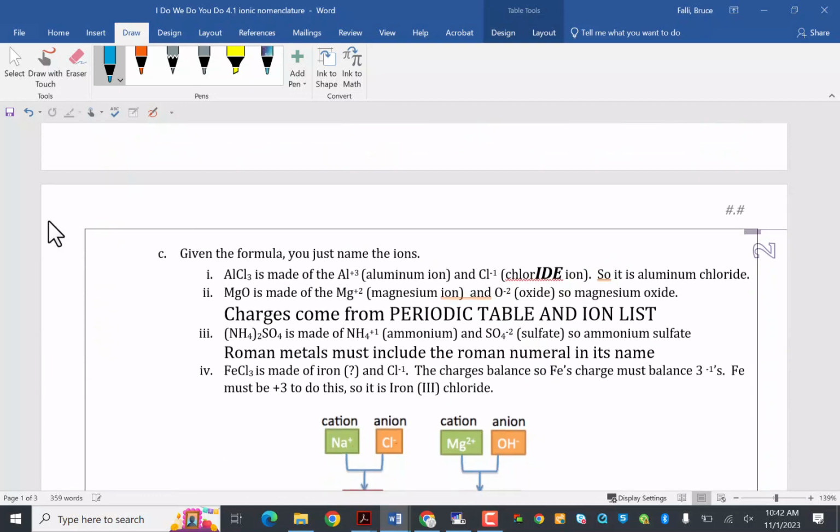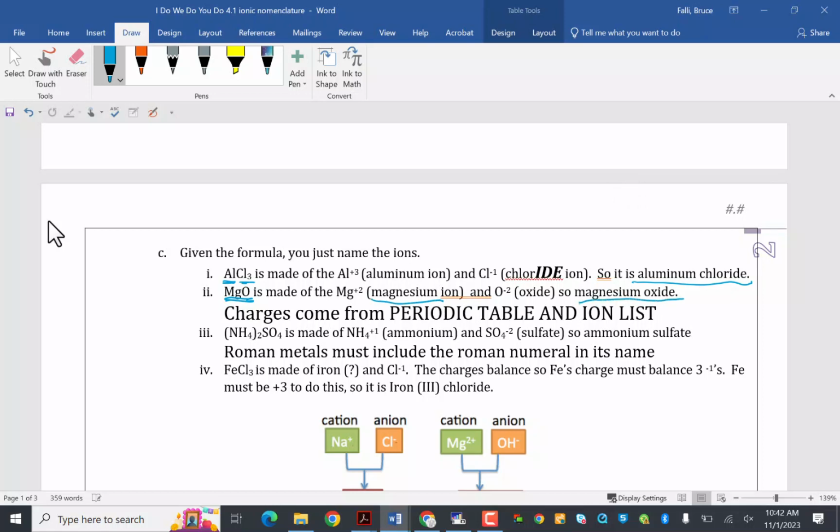All right. Given the formula, you just name the ions. What is Al? Aluminum is aluminum. What is Cl? Oh, it's negative. Chloride. Aluminum chloride. MgO, what's Mg? Magnesium. What's O? Oh, it's got a negative charge, oxide. Magnesium oxide.